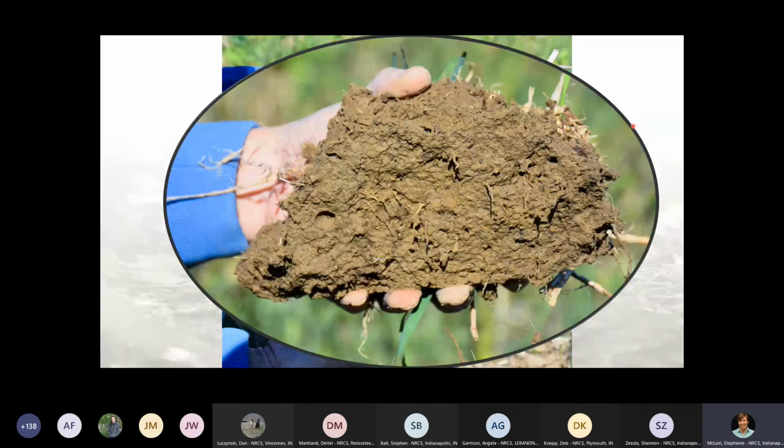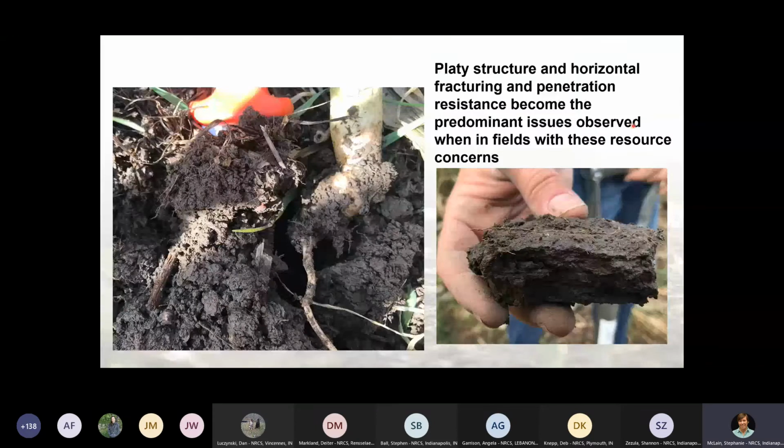It took hundreds of years to destroy or degrade these layers down to where we are. It's going to take a lot of intensive and intentional management in our soil health systems to build these things back up. And again, that platy structure and that horizontal fracturing and penetration resistance become the predominant issues in those fields where those resource concerns are present, right? And in those other ones, we were like, I see a horizontal fracture layer, but my roots don't give a crap.